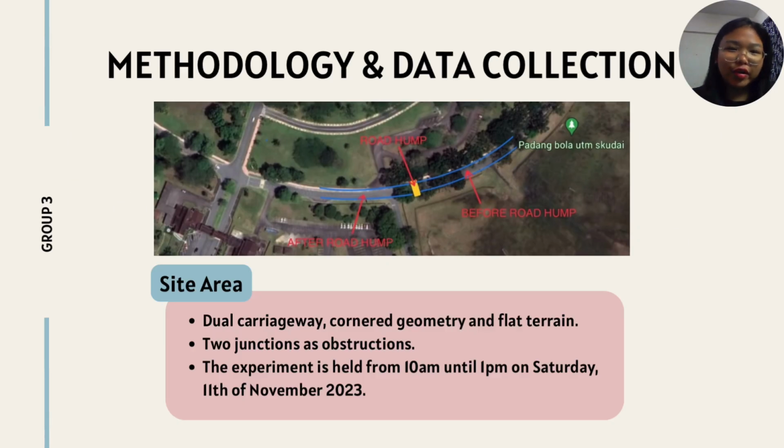As can be seen in the figure, the site area is located at Lingkaran Ilmu, the road beside the football field of UTM. The road is a dual carriageway with curved geometry and flat terrain, and there are two junctions found along the road, which act as obstructions during the experiment process. Therefore, in order to overcome this problem, only the vehicles that pass through these two junctions are recorded.